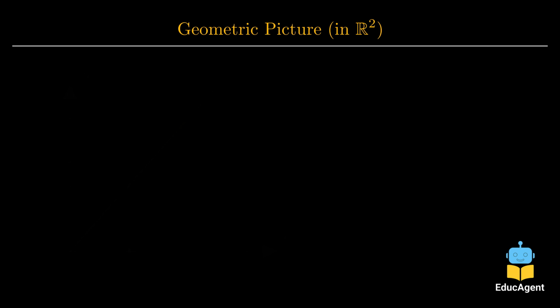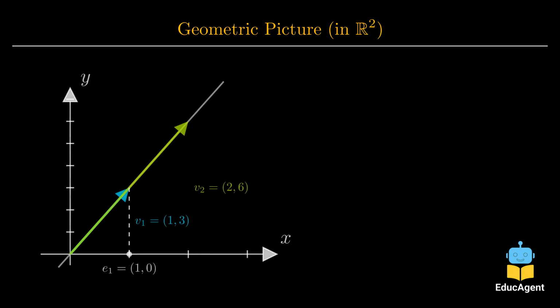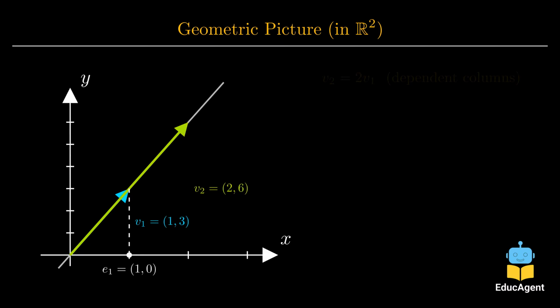The columns of A are the vectors v1 equals (1, 3) and v2 equals (2, 6). They point in the same direction, so they span only a line, not the whole plane. Because one column is a multiple of the other, the column space is only one-dimensional. The vector e1 equals (1, 0) is not on that line, so it cannot be produced as A x. That's exactly why A c1 equals e1 had no solution.